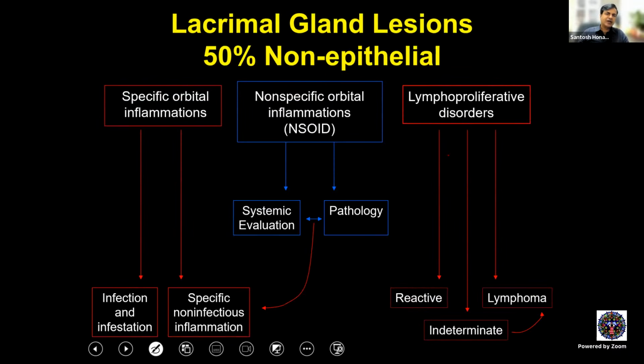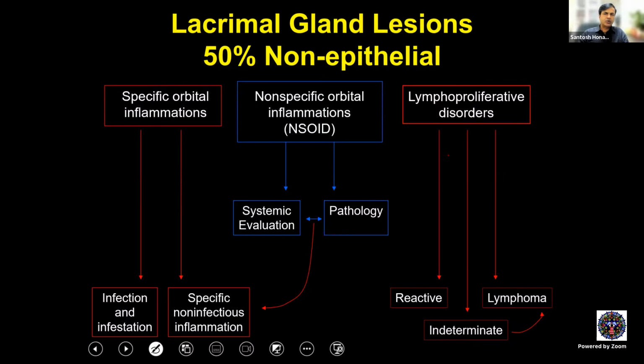Going on to lacrimal gland tumors, as I said, lacrimal gland tumors cause many things, one of which is dry eye. If a patient has low Schirmer's, then you have a set of differential diagnosis, especially non-specific orbital inflammation and malignancies lead to low Schirmer's, whereas benign lesions will have normal Schirmer's. This is classic textbook. 50% are epithelial and 50% are non-epithelial.